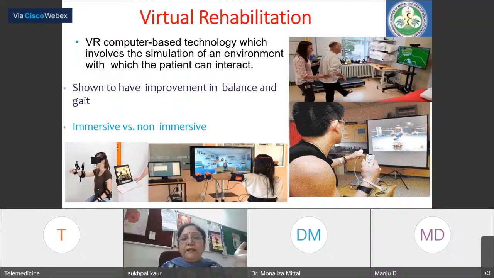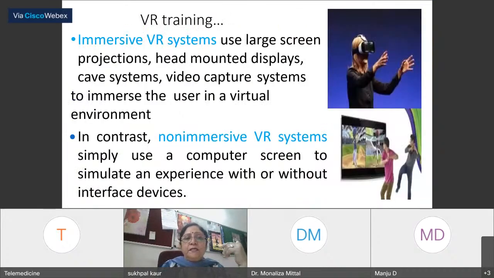Virtual rehabilitation again is very, very important. It is a computer-based technology, which involves the stimulation of an environment with which the patient can interact. So it can be immersive VR, or it can be non-immersive VR. In the immersive VR system, what is being done is that it makes use of large screen projections, head-mounted displays, cave systems, or video-captured systems to immerse the user in a virtual reality.